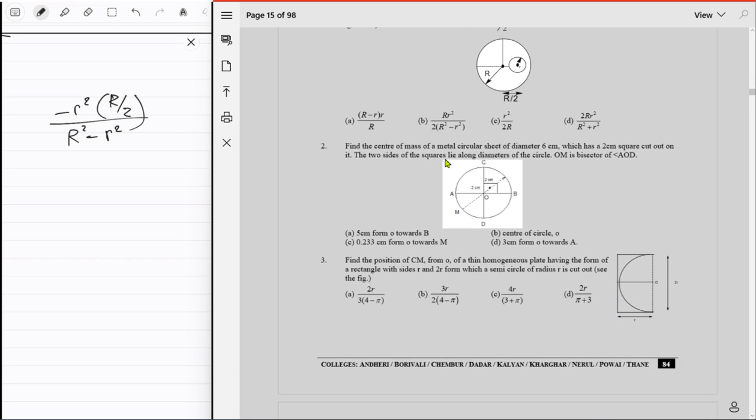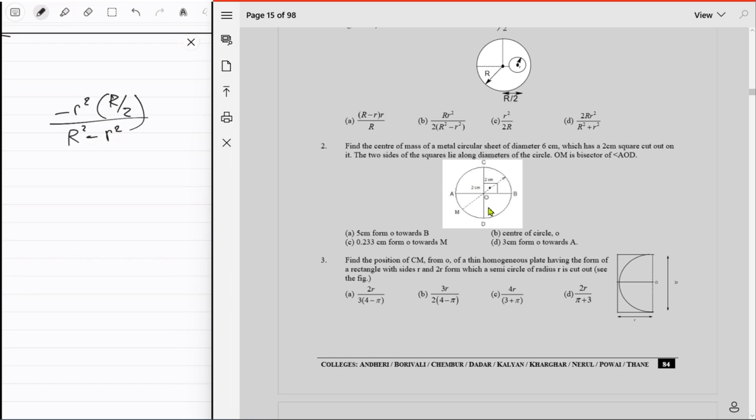Center of mass of a metal circular sheet of diameter 6, which has a 2 centimeter square cut out of it. The two sides of the square lie along the diameters of the circle. OM is the bisector of angle AOD, triangle OAD, right? Let's talk about the angle. Okay, AOD, right? Fine. It's just the angle bisector. This is a square cut out of it.